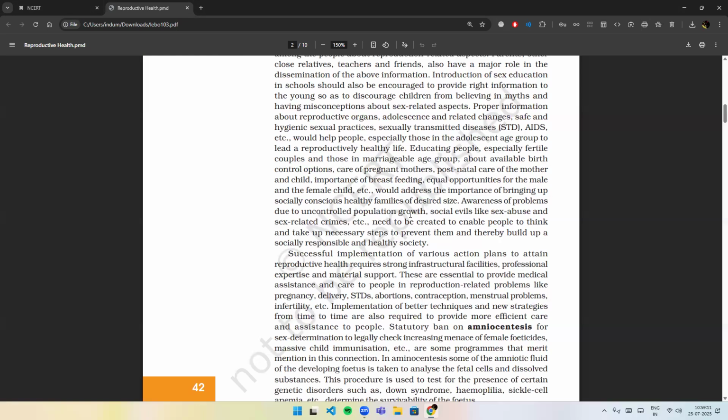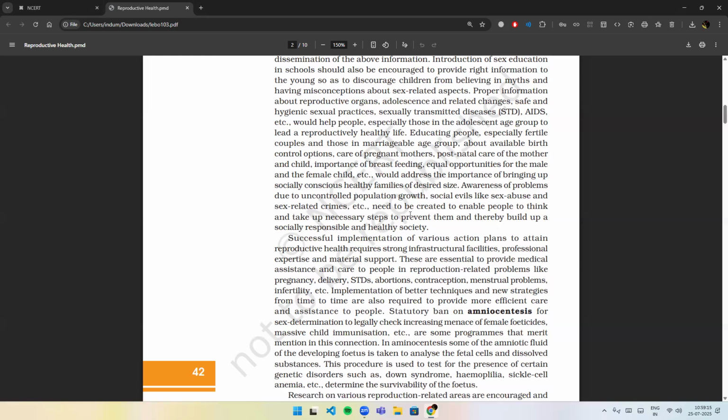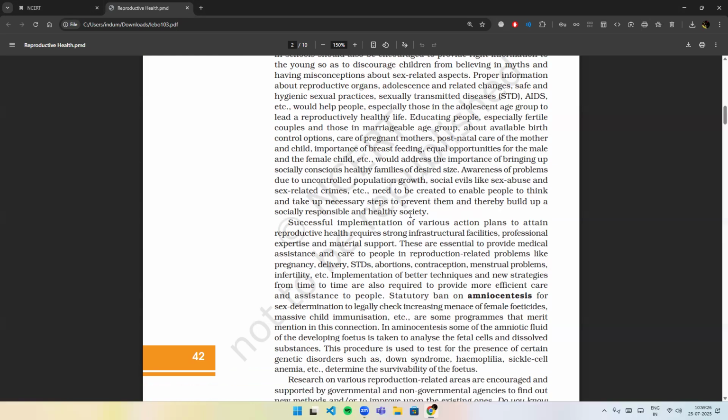Awareness of problems due to uncontrolled population growth, social evils like sex abuse and sex related crimes, etc., need to be created to enable people to think and take up necessary steps to prevent them and thereby build up a socially responsible and healthy society.